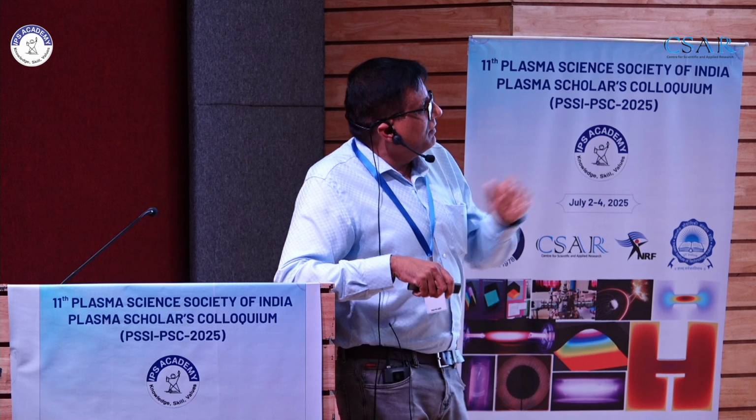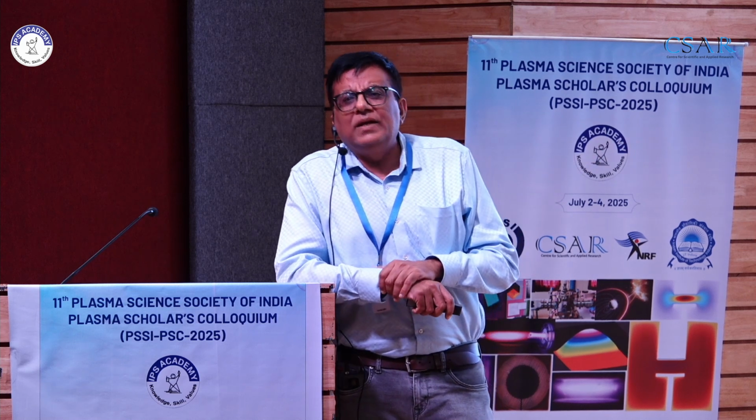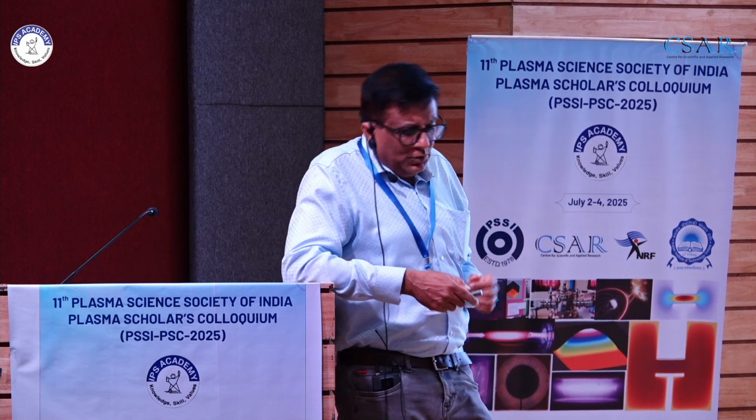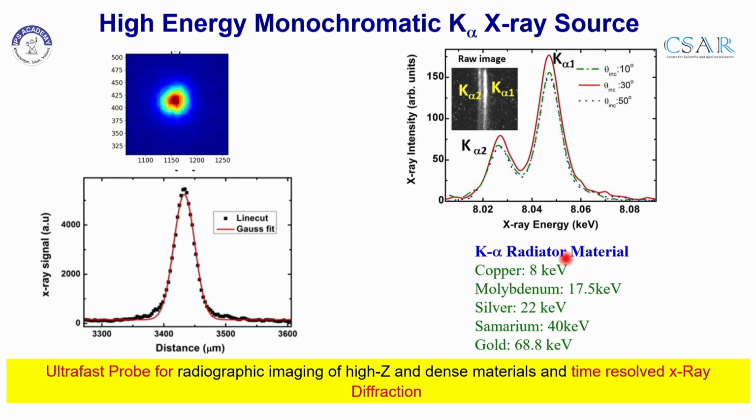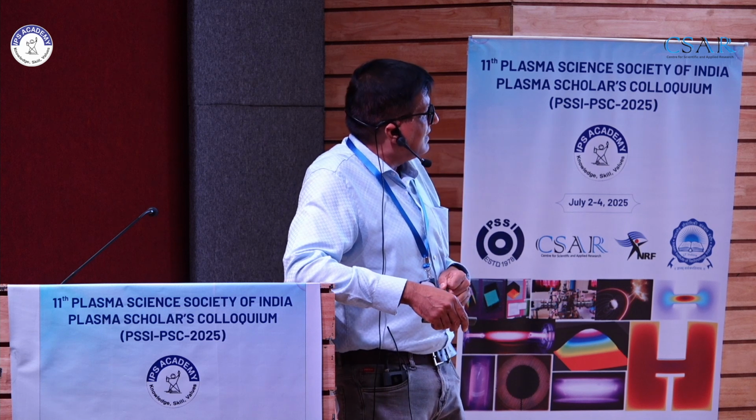Another thing is that we have used the copper foil to generate this monochromatic K-alpha X-ray source. You can change your target material, from molybdenum at 17.5 keV to silver at 22 keV, and you can have an ultra-fast probe which one can utilize for radiographic imaging of high-Z and dense material, and these probes can be used for time-resolved X-ray diffraction studies of dense objects. So this kind of experiment is also possible with laser-matter interaction at extreme intensities.